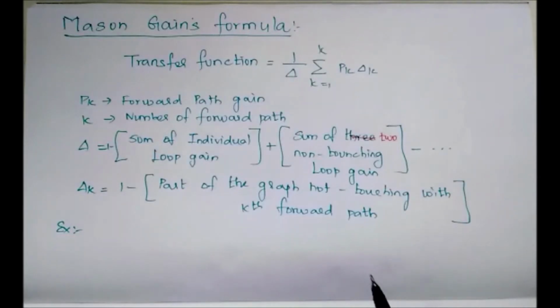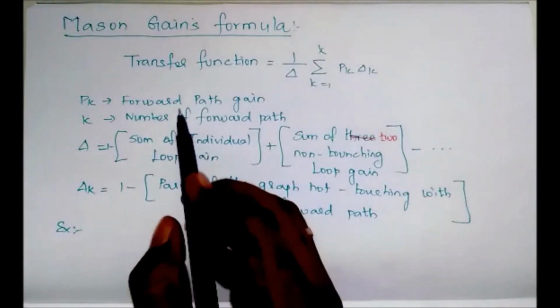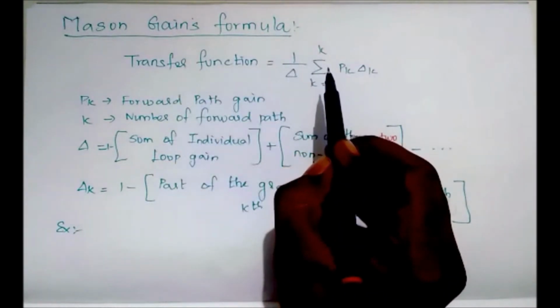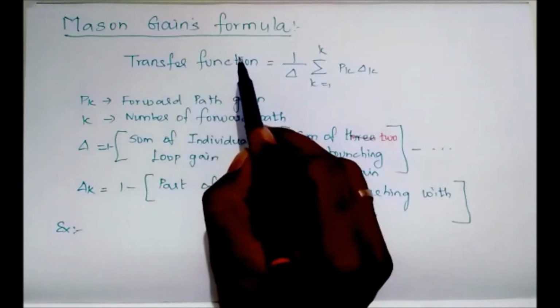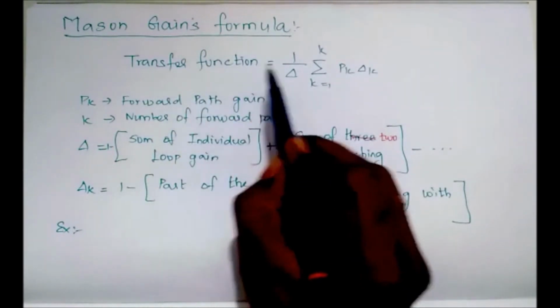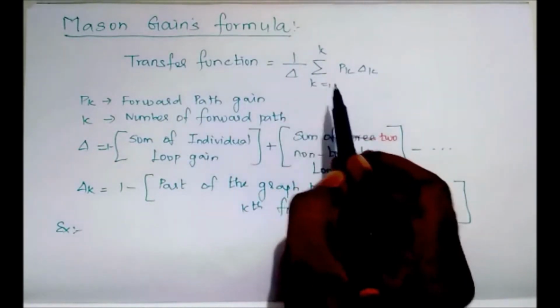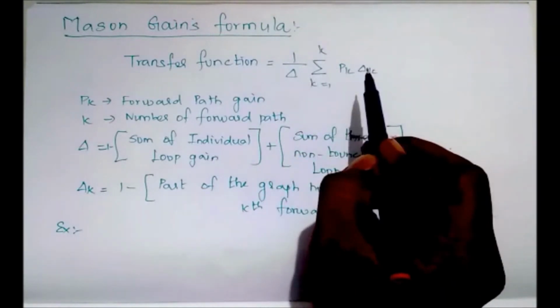In this video, we are going to see about Mason-Gaines formula. So this is the Mason-Gaines formula. It is used to calculate the transfer function of a signal flow graph. The formula is 1 by del sigma k equal to 1 to k pk del k.